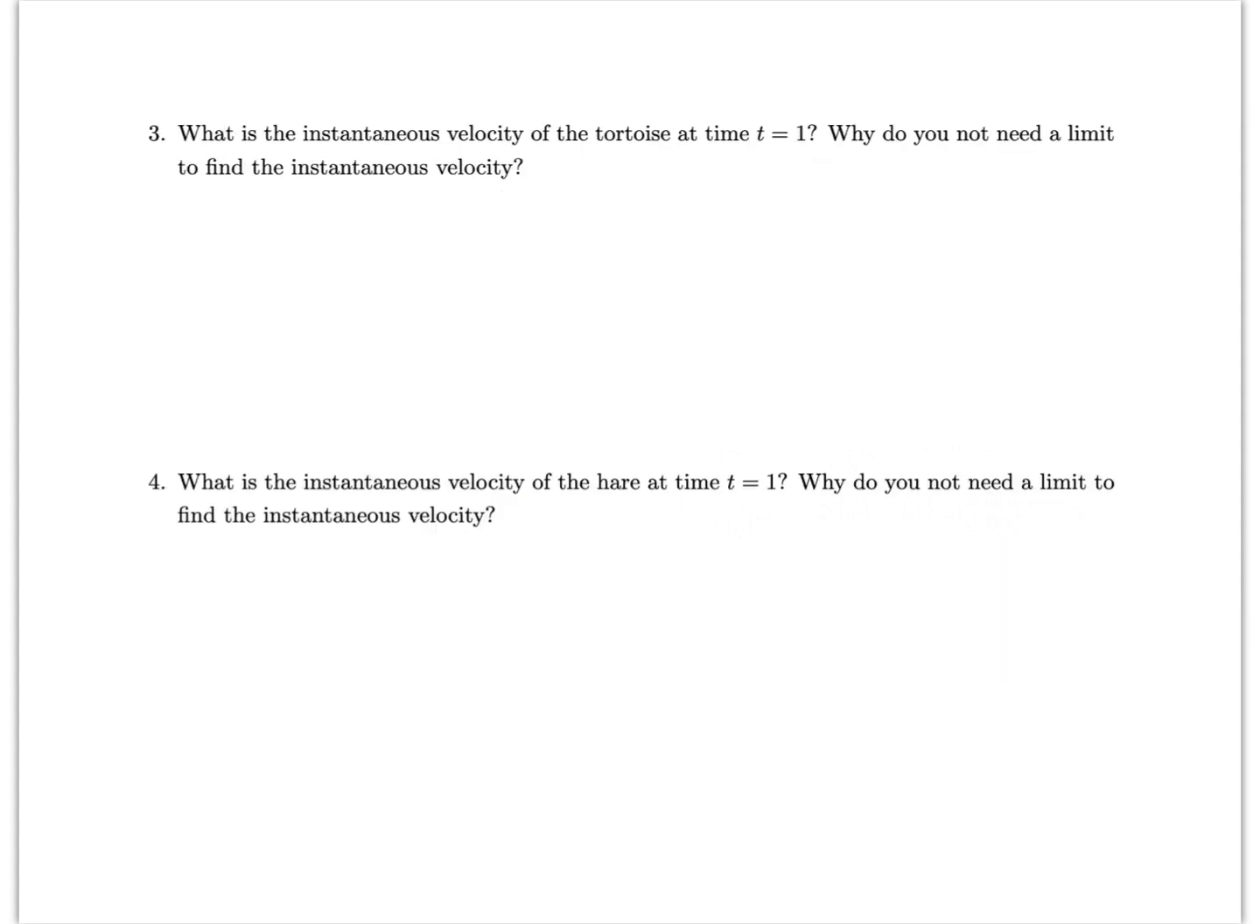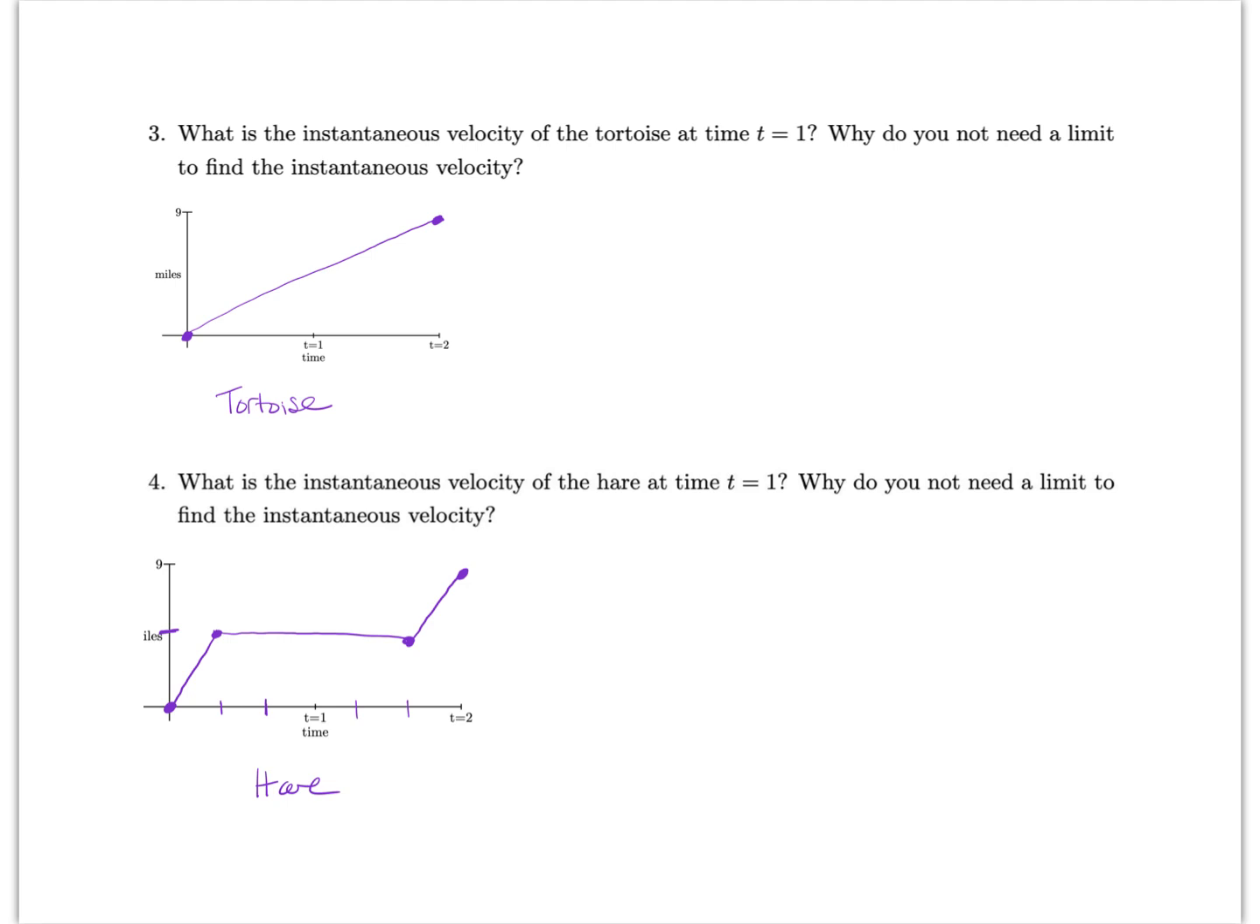What was the instantaneous velocity of the tortoise at time t equals 1? Why do we not need a limit to find this? So for the tortoise, I'm going to grab their race and paste it in here. The instantaneous velocity of the tortoise at time t equals 1, right here at 1, is going to be 4.5, which was the speed that the tortoise was running for the entire race. Their speed never changed. So their average speed over the course of the race is also their instantaneous speed at any given moment. So this is 4.5 miles per hour because they ran a constant velocity.